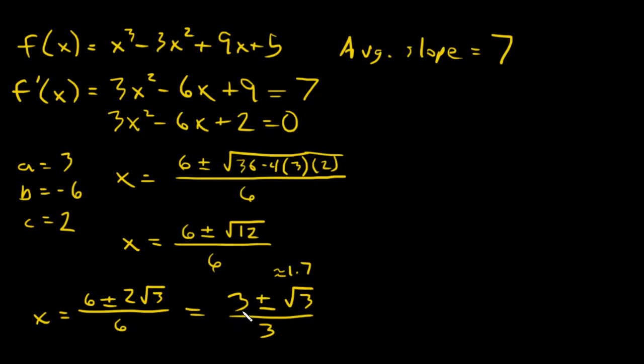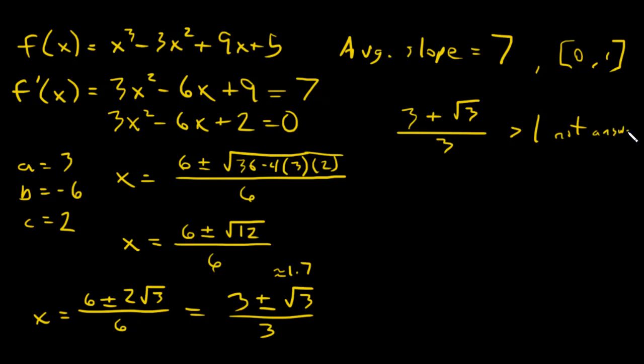So now I'm looking for x values that are either 3 plus 1.7 divided by 3 or 3 minus 1.7 divided by 3. Well, if I think back to my original interval, it was between 0 and 1, so that was a 0 and a 1. If I do 3 plus 1.7, that's going to give me 4.7 divided by 3, which is greater than 1. So 3 plus root 3 over 3 is greater than 1. So that's not our answer, because the answer has to be between 0 and 1.